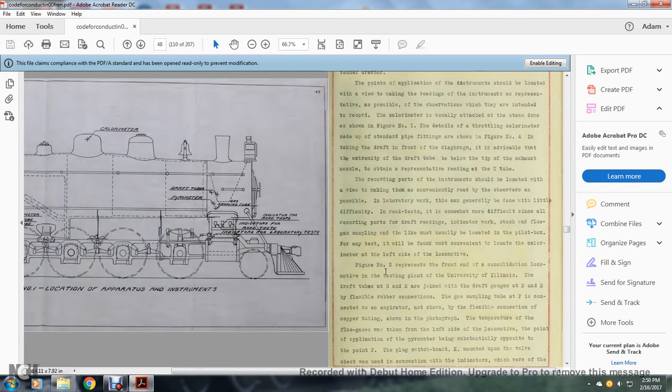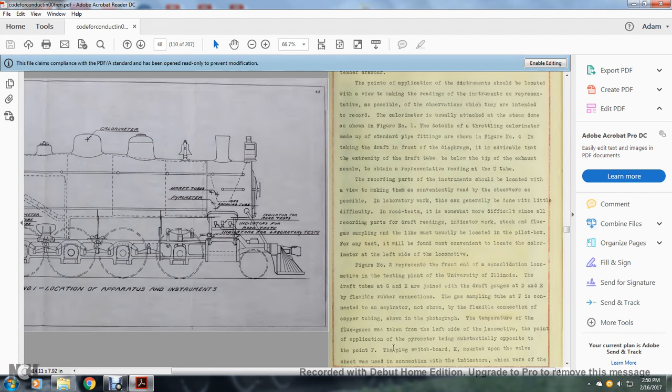Figure number 2 represents the front end of the consolidation locomotive and the testing plant at the University of Illinois. The draft tubes G and H are joined with the draft gauges D and E, with flexible rubber connection to the gas sampling tube F. Connected with the separator, flexible connections and copper tubes are shown in the photograph. The temperature of the flue gas was taken on the left side of the locomotive, the point of application of the pyrometer being opposite the point of F.